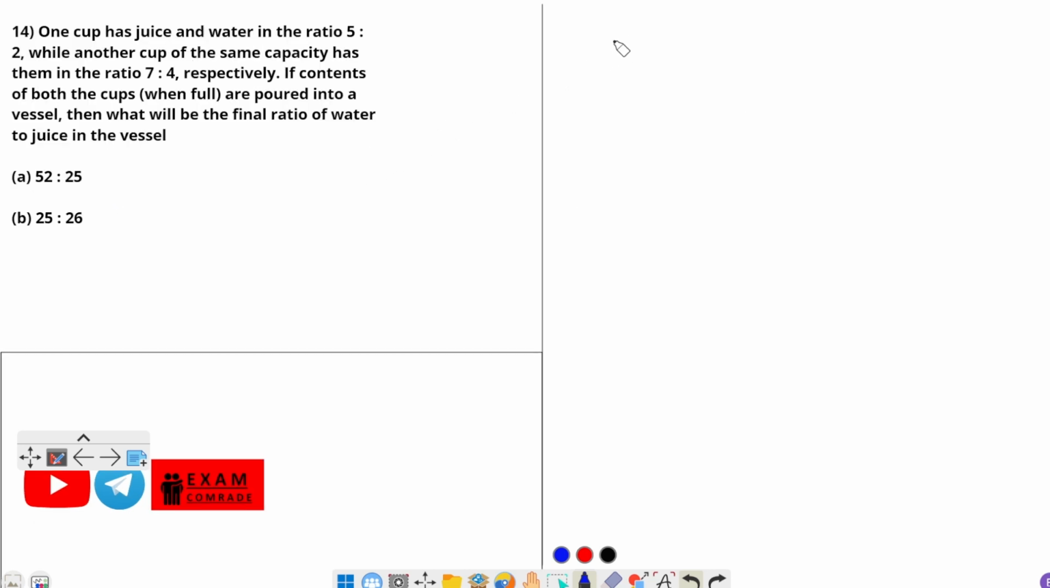Okay, in this question, it is given that cup 1 has juice and water in the ratio 5:2, and cup 2 has juice and water in the ratio 7:4. This is cup 1, this is cup 2.